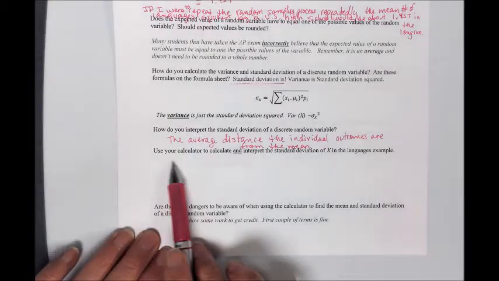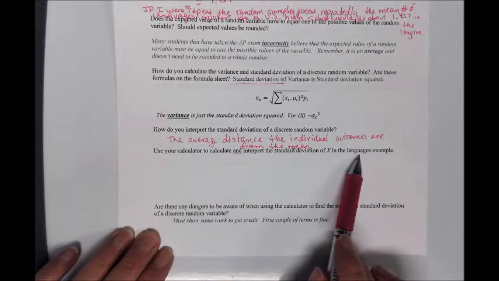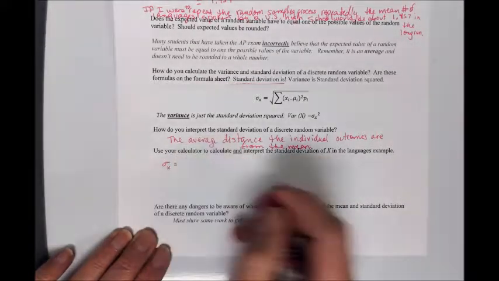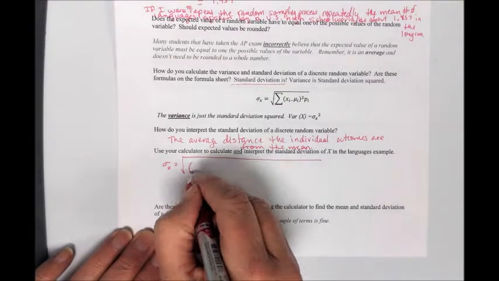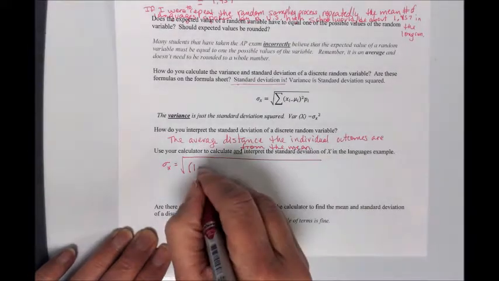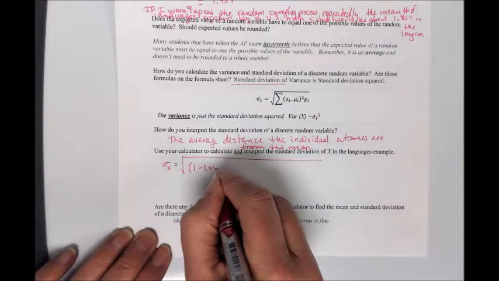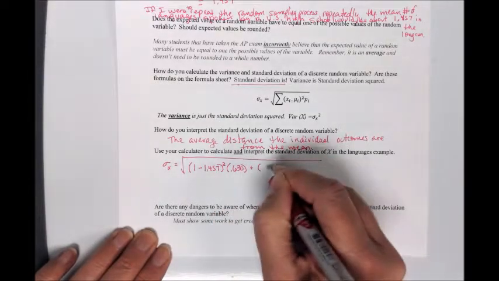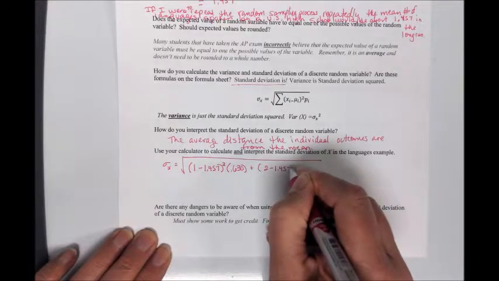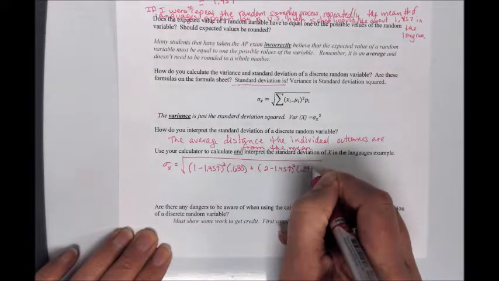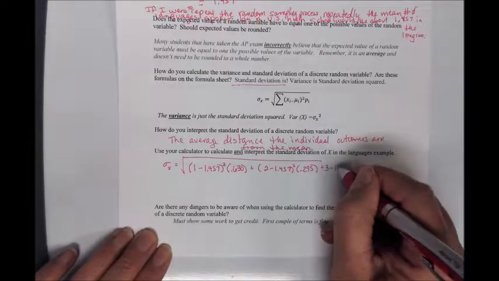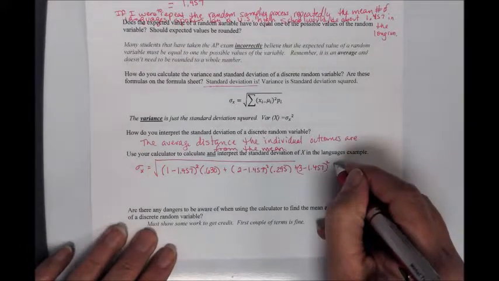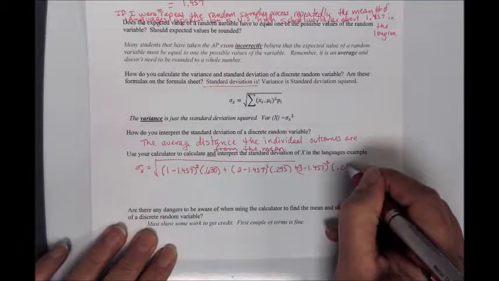Okay, so use your calculator to calculate and interpret the standard deviation of x in the language example. So again, I'm going to say the standard deviation of x is going to be the square root of, and now I'm going to take, our first number was 1 language, and then we're going to subtract our mean, square it, and multiply by the probability, plus 2 languages spoken minus the mean, times its probability. And then continue. Now I could put a dot, dot, dot, but there's not too many here, so I'm going to actually write it all out.